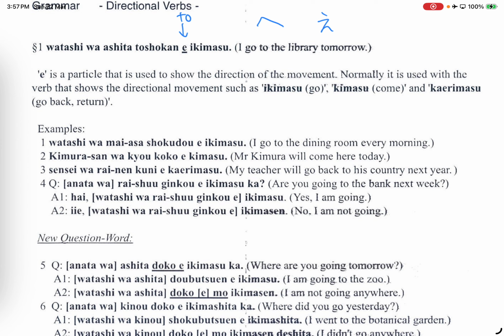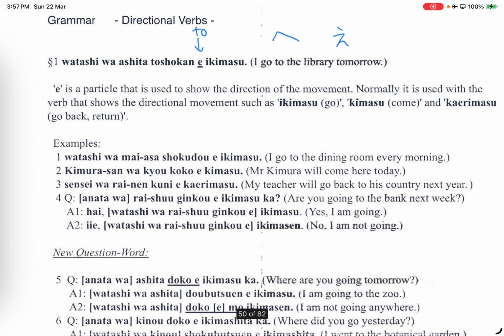So in Japanese we also need a particle to combine them together. So we use the particle へ. So in this case へ is our equivalent of to in English. So go to library. Right? 図書館へ行きます. Okay, we look at the example number 1.